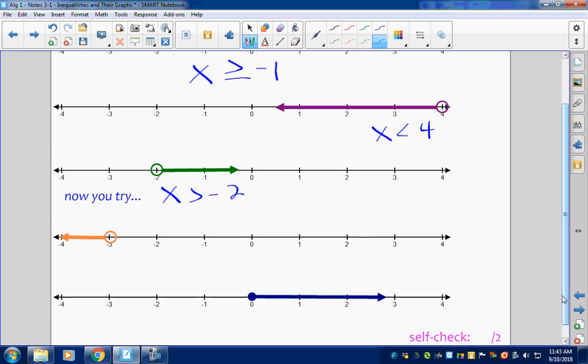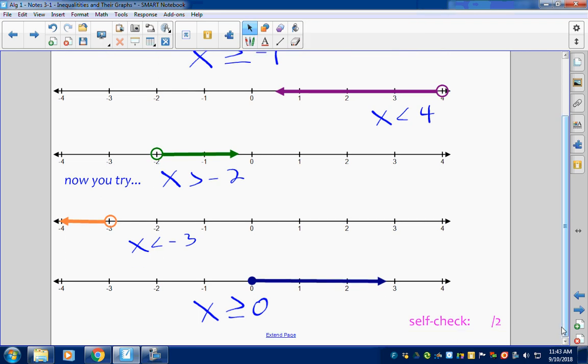Why don't you try each of the You Try ones? I'll follow right behind you. x is less than negative 3, and x is greater than or equal to 0. That's it. There it is.